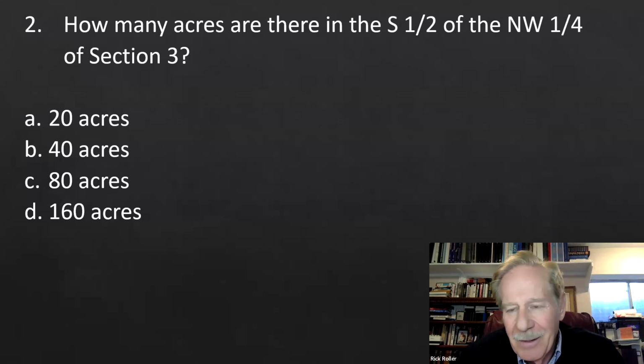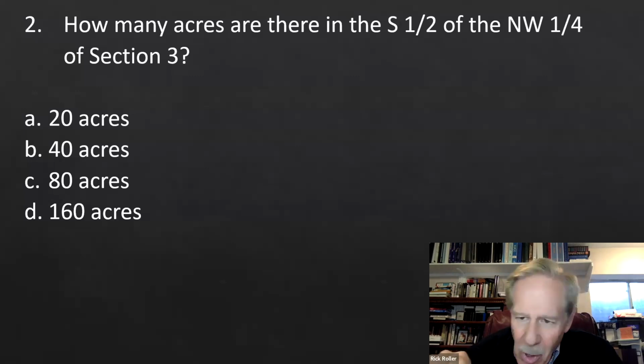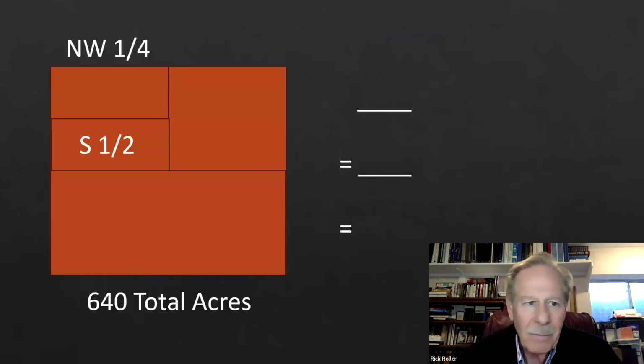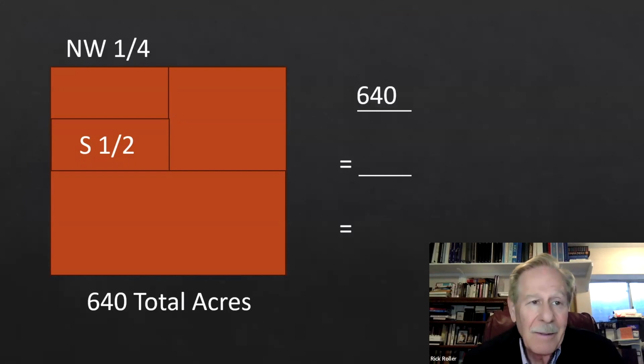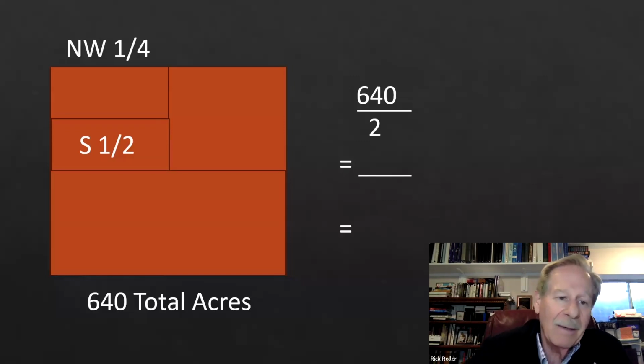So if it's the south half of the northwest quarter of section 3, they're not asking you to locate it. There is no opportunity on the exam to have a digital image, so they're not going to have a section with a little block that's highlighted and says, describe this. So really it's half of a quarter. If the whole thing is 640, you could draw it out like this if you wanted to, but they're not asking you to locate it. So we take the northwest quarter and then half of that.